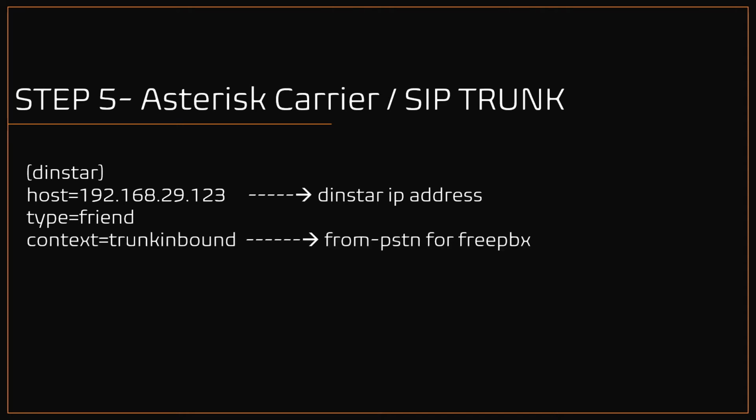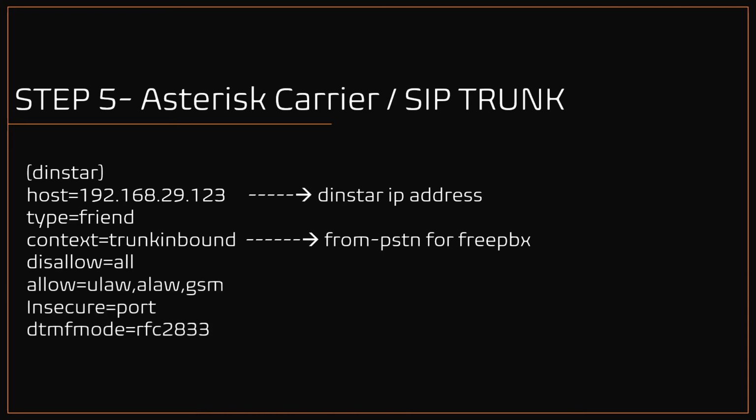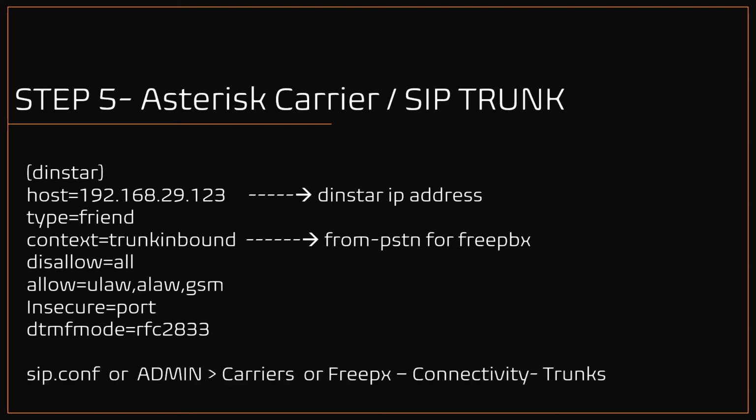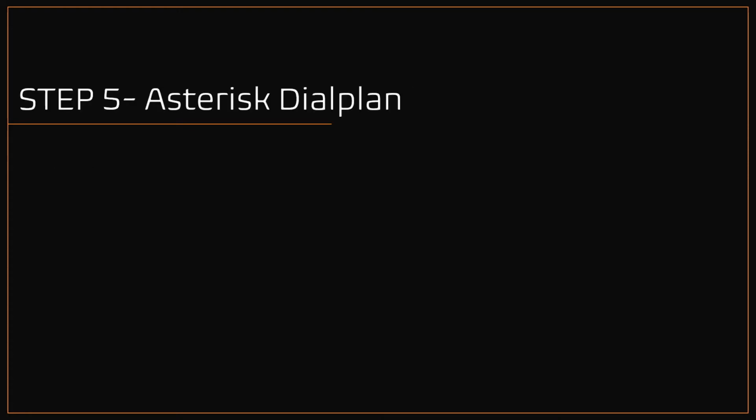This is the context where you will receive incoming call, for FreePBX use from PSTN or change according to your requirement. Then disallow equals all. Allow equals ULAW, ALAW, GSM. Finally insecure equals port. Note, add these settings in SIP.conf or in VICIdial admin, carriers or in FreePBX connectivity, trunks. Next we need to create the dial plan.